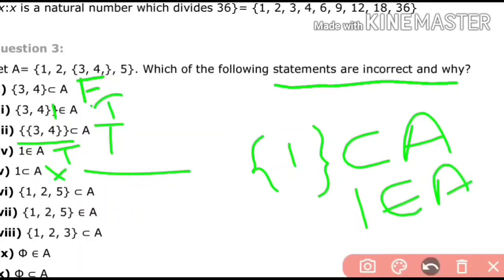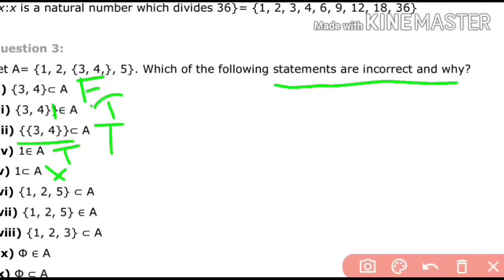Okay. Next is {1, 2, 5}. {1, 2, 5} is a subset of A. This is correct. {1, 2, 5} belongs to A. This is wrong, because these are not elements of A. This is a subset of A. Okay. {1, 2, 3} is a subset of A, this is wrong, because we cannot separate this 3. 3 is mixed with the 4. {3, 4} is one element given to you.